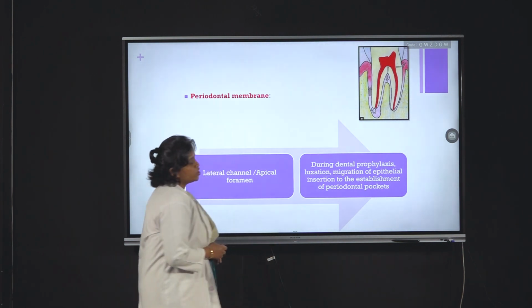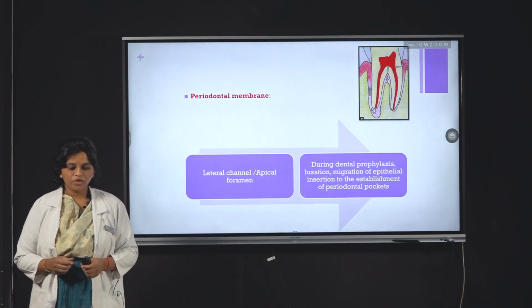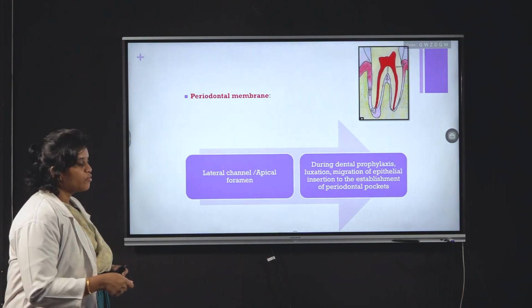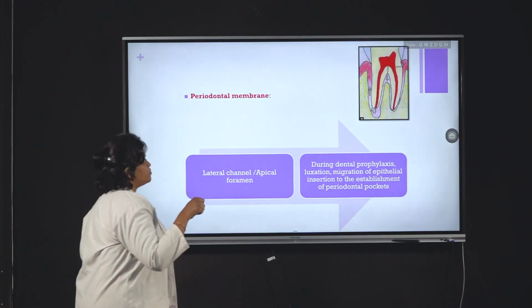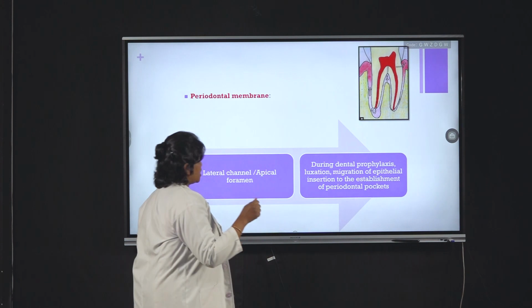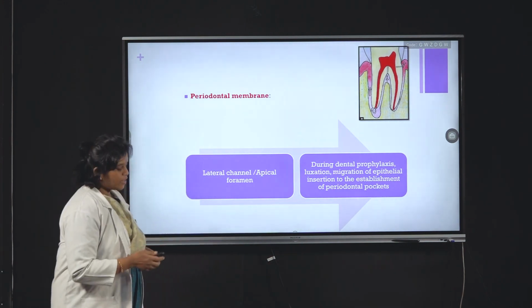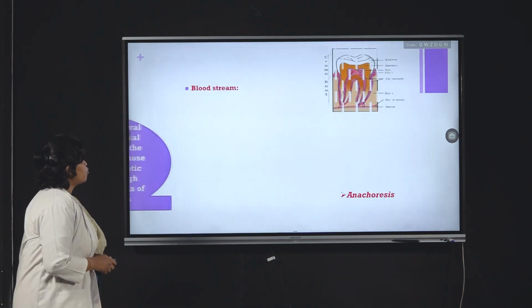Right, and during prophylaxis also, sometimes what happens is that during the prophylactic procedures, we force the bacteria into the lateral canals or the apical canals, especially in cases of periodontal pockets. This is one mode of entry.